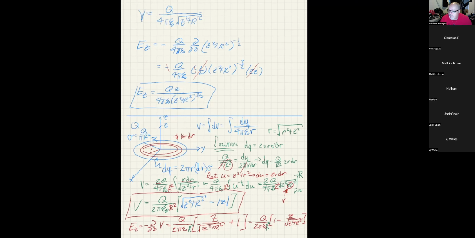It's not bad. I mean, it's good to try, but in order for you to see the effect, you'd have to go in, look at the back cover of your book, find the binomial expansion, and expand that square root of z squared plus r squared in terms of that. And then you would actually see that it would be more like q over 4 pi epsilon naught r squared. So that's basically it, where q is the total charge of the thing.